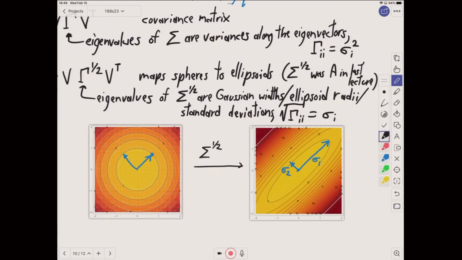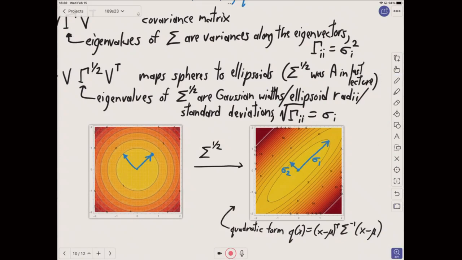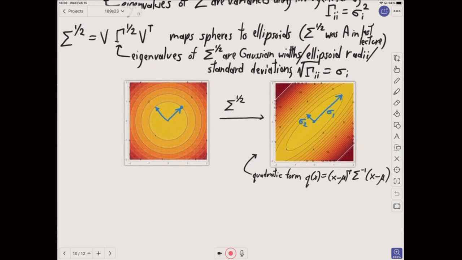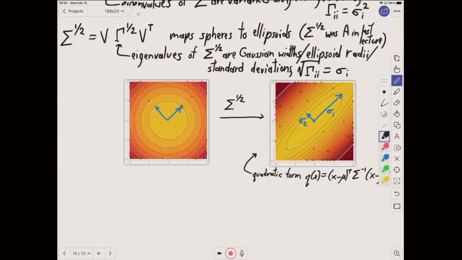And just a reminder that this is the quadratic form, not of sigma, but of the inverse of sigma. So the inverse of sigma obviously plays a really interesting role here, and in a sense, it can also be interpreted as a metric tensor, which is part of the reason why it has its own name. It's sometimes called the precision matrix.